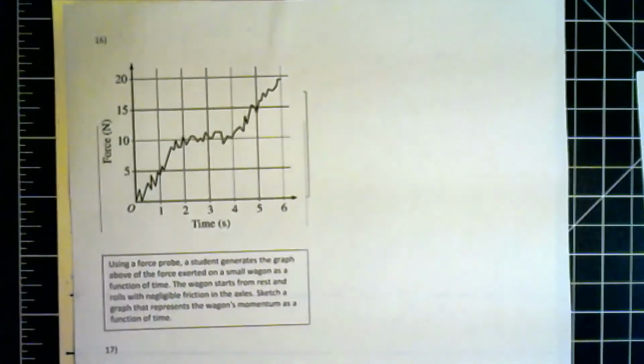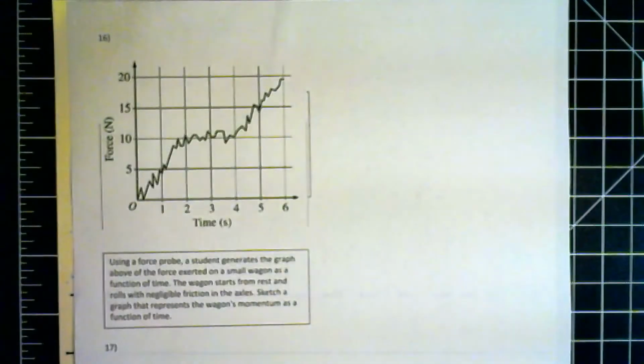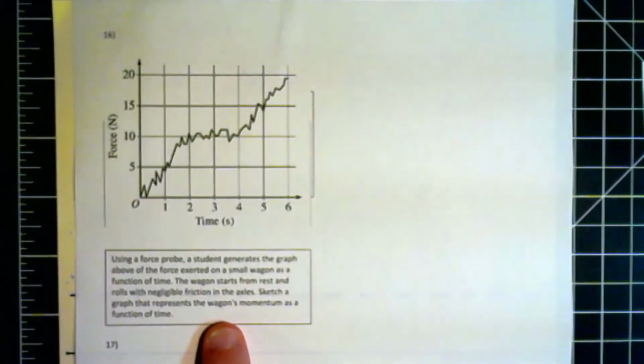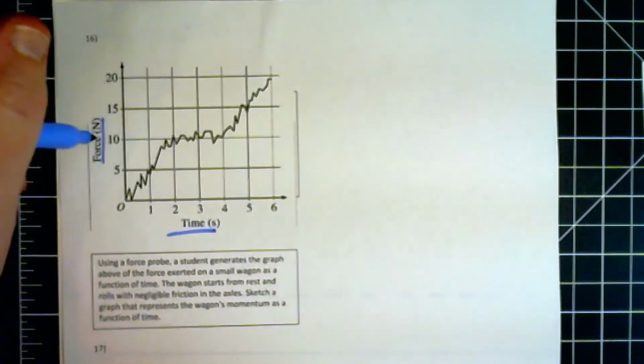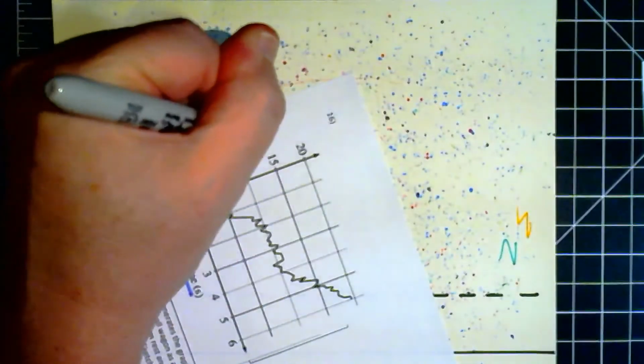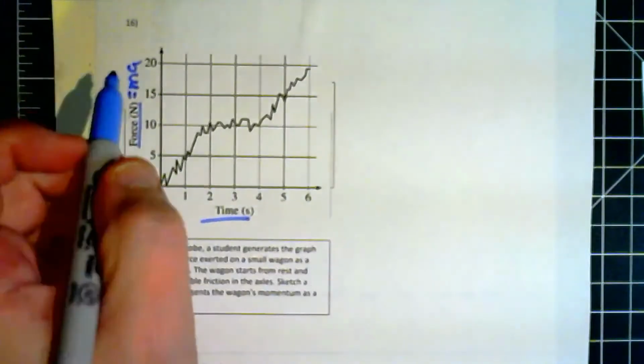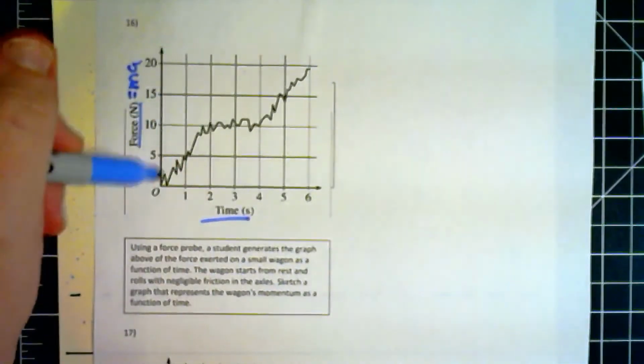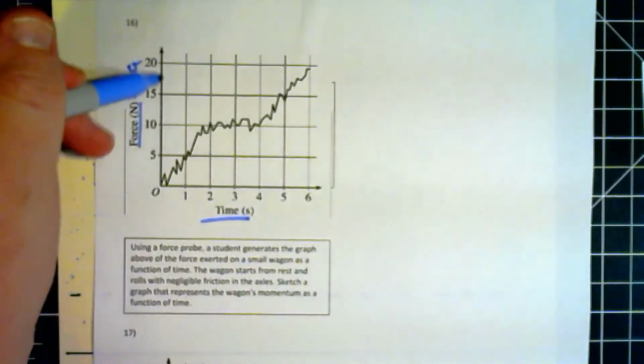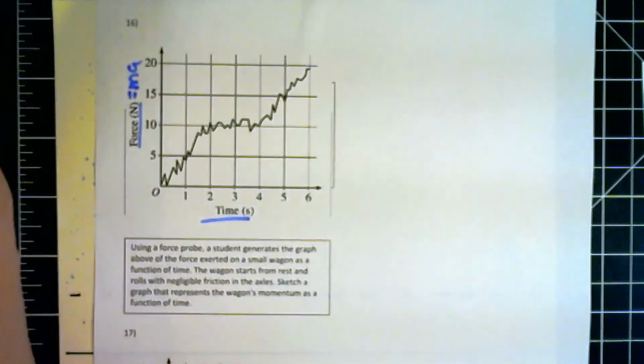Okay, question number 16. Got just a little bit more here, guys. We've got another force versus time graph. Sketch a graph that represents the wagon's momentum as a function of time. Okay, so here's a little bit of trickery when you have a force versus time graph. Think about it like this. A force is equal to ma, right? Newton's second law. So I've got an a essentially on this axis. Yes, it's multiplied by the mass, but this is like an acceleration versus time graph.